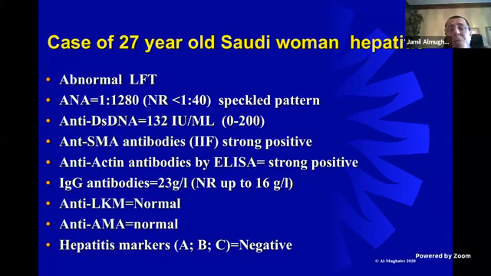So if you see a patient like this, with abnormal LFT, high ANA, high smooth muscle antibody and anti-actin antibody, for sure this is autoimmune hepatitis. You don't need to wait. Go and start the medication. As you can see, the hepatitis markers are negative. So with autoimmune hepatitis, you have to go for medication, just to avoid liver failure for the patient.